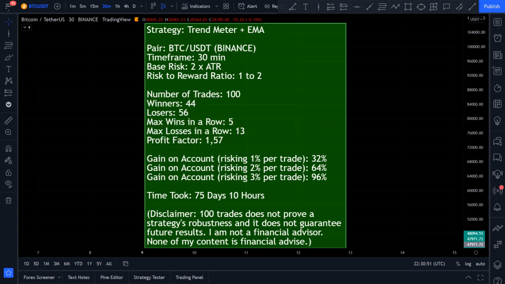After 100 trades on the Bitcoin USDT 30-minute chart, we had 44 winners and 56 losers, which brings us to a total of 32% gain on the account after 100 trades. Time to complete the 100 trades was 75 days and 10 hours. The most wins in a row was 5 and the most losses in a row was 13. Keep in mind this number, we will get back to it.